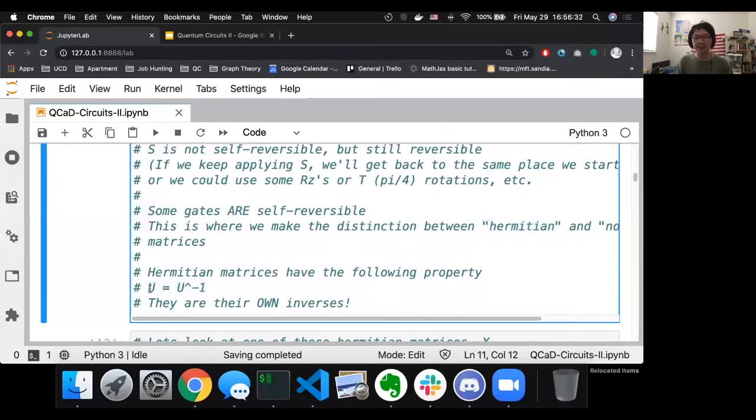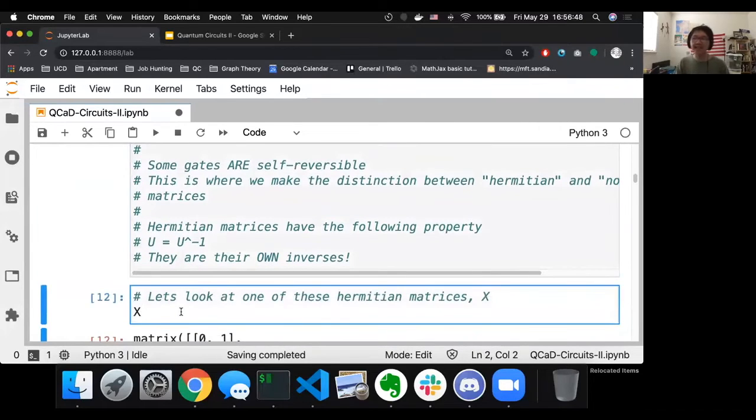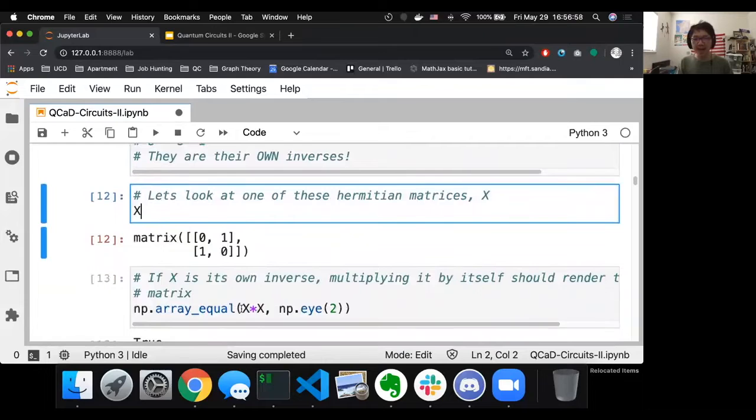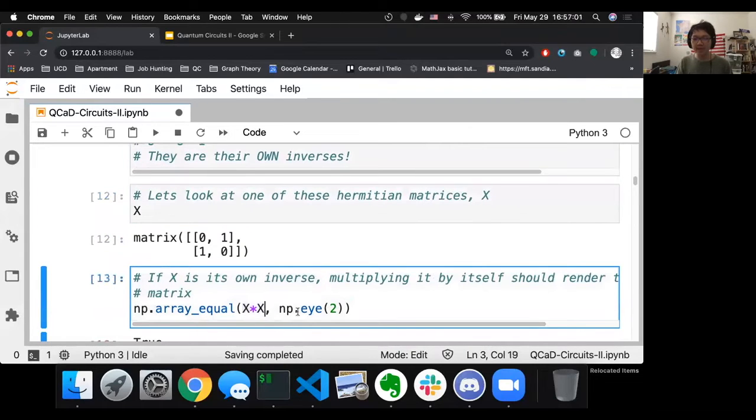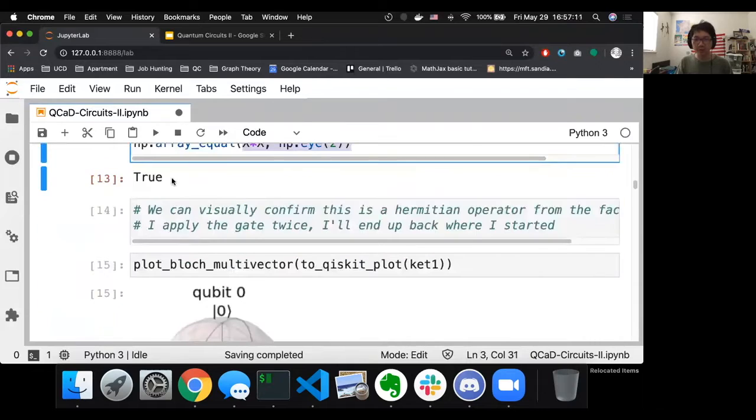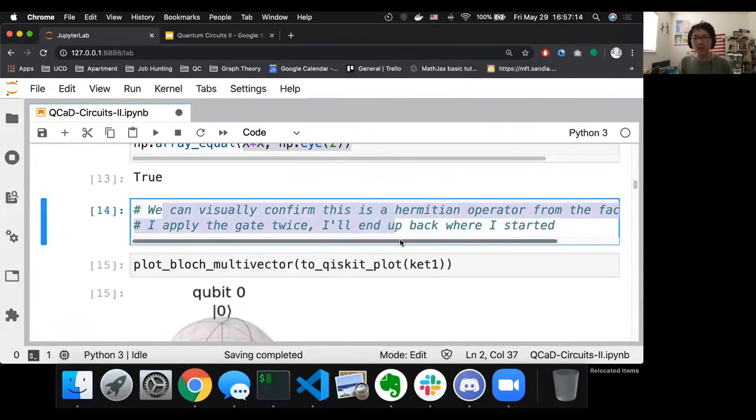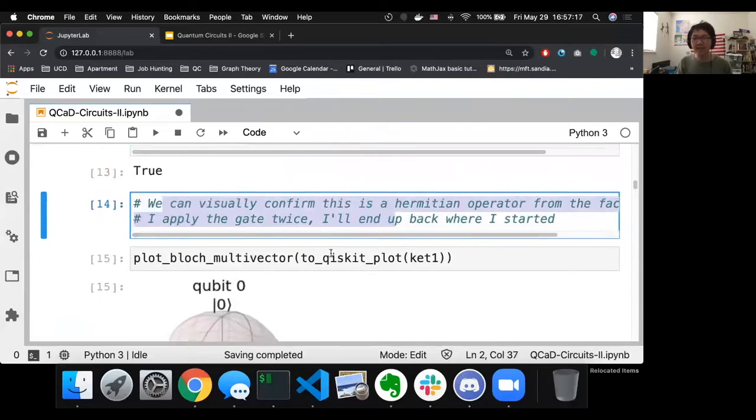So when a matrix is Hermitian, that means that by itself, it's already its own inverse. So if I did U times its inverse, U times it should equal the identity. But not all quantum gates have to be Hermitian. They have to be unitary, but they don't have to all be Hermitian. The X gate is a fantastic example of what we would consider both a unitary and Hermitian gate, in the fact that if I apply X times itself, and X is its own inverse, I should get the identity. So if X is its own inverse, multiplying it by itself should render the identity matrix. And lo and behold, that is true. And we can also visually confirm any Hermitian operator from the fact that if I apply the gate twice, I'll end up back where I started.